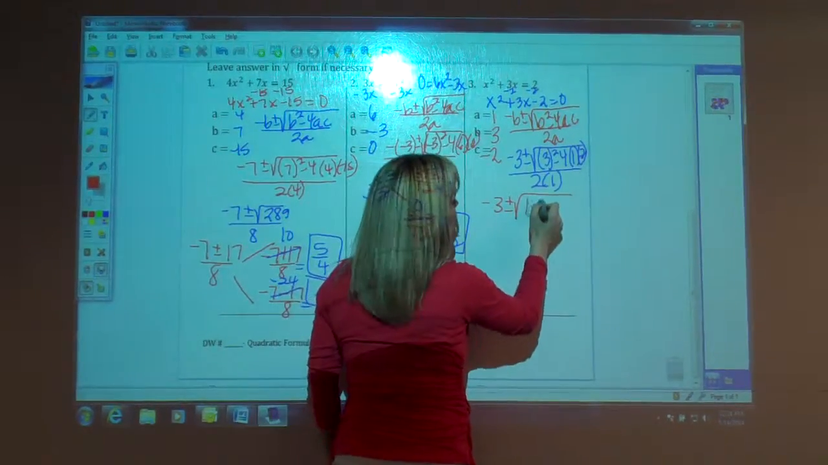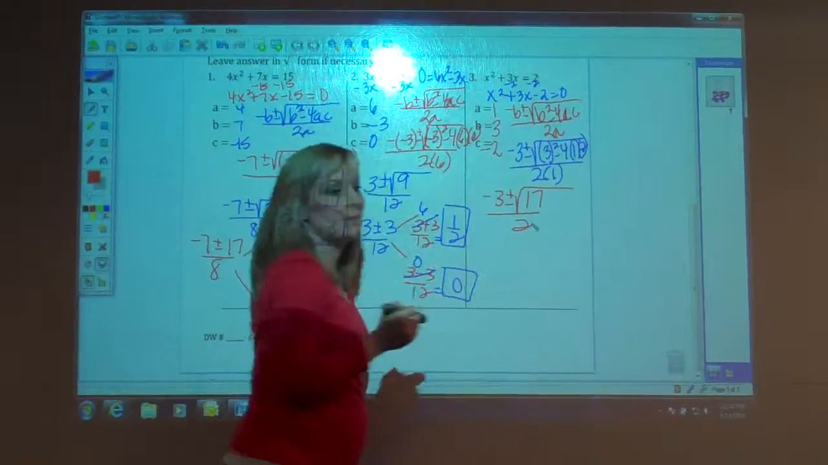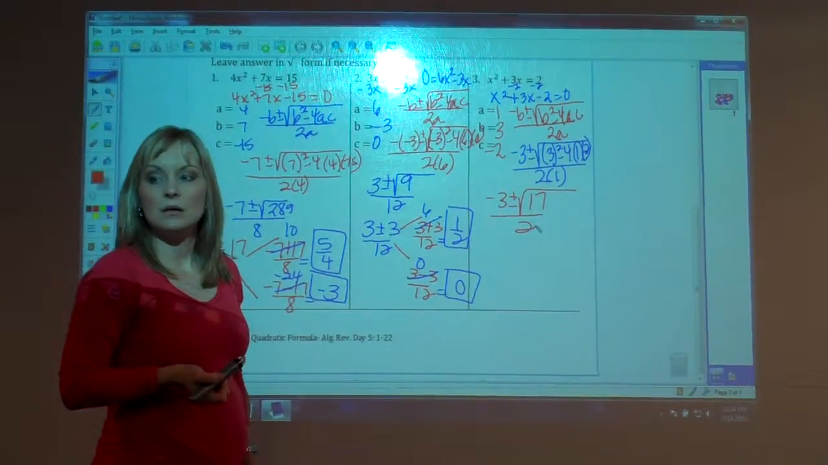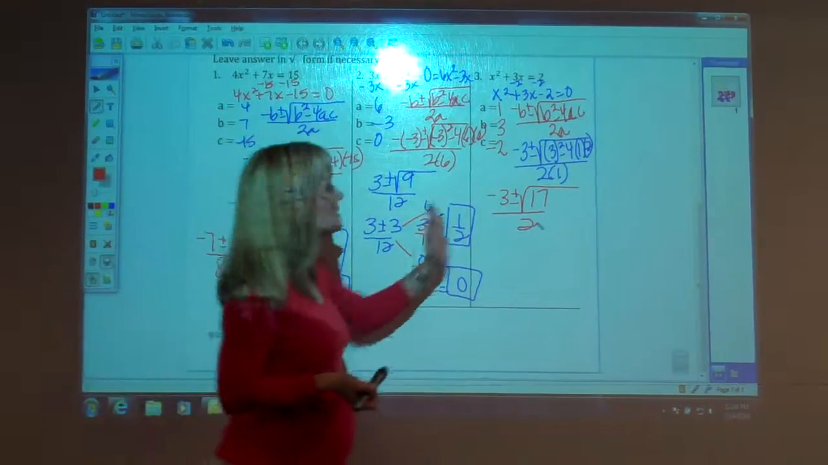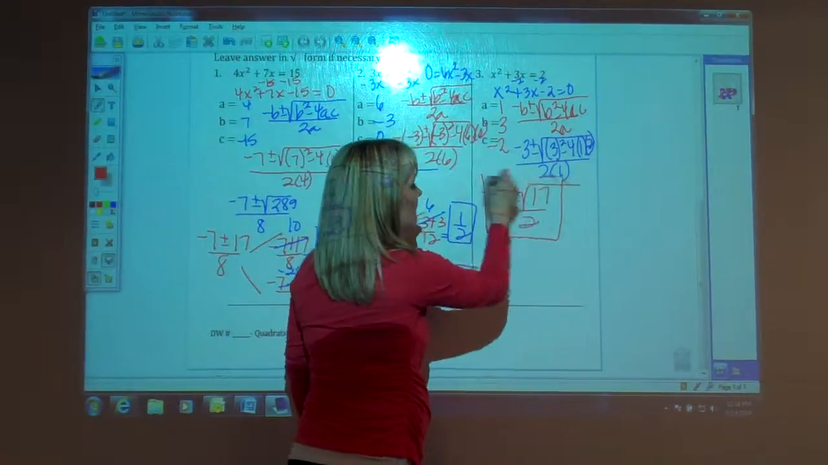17? Yes. Is 17 a perfect square? Can I even factor 17? It's prime, isn't it? Yeah. If you get to something like this, then guess what? That is your answer.